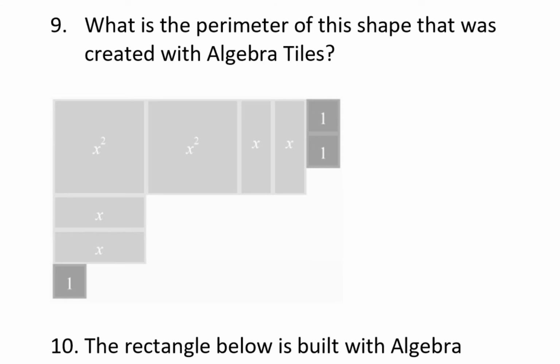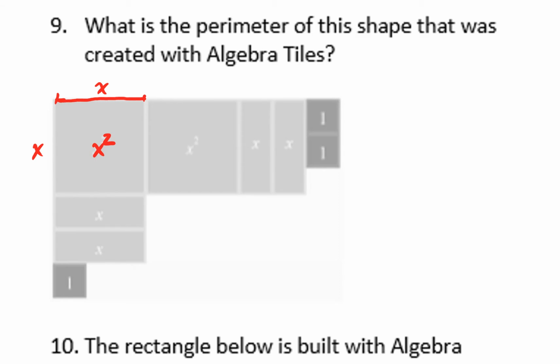Okay, next question 9 says, what is the perimeter of this shape that was created using algebra tiles? So again, inside of each of these, we're listing what the area of each piece was. So this piece right here is an x squared, and it has dimensions of x by x. So the length of this portion of the perimeter is x units, right? It's a variable. And these tiles can scale up, scale down, so really it literally is a variable. We don't know how long that is.